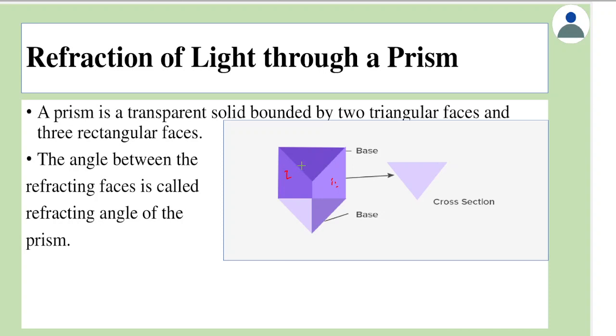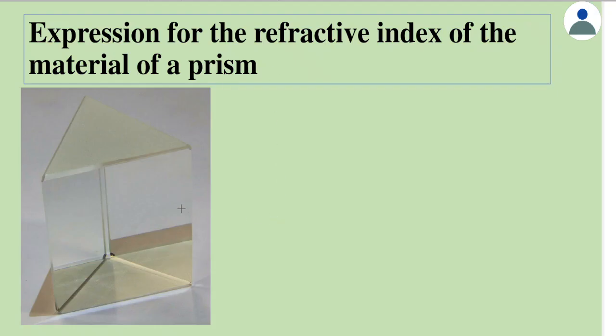So a prism, basically, this is the most common type of prism. It contains two triangular faces and three rectangular faces. In this case, as seen here, these two are the triangular faces, and then this is a face, this is a face, and this whole thing is a face called the base.